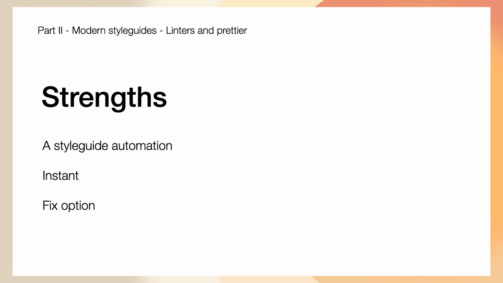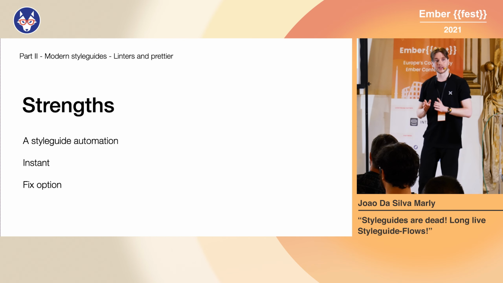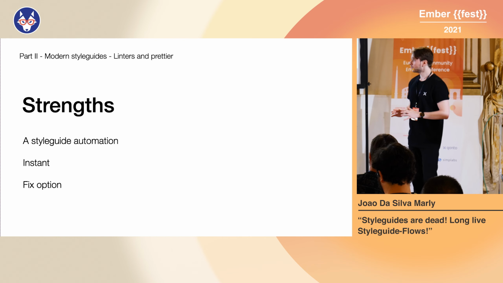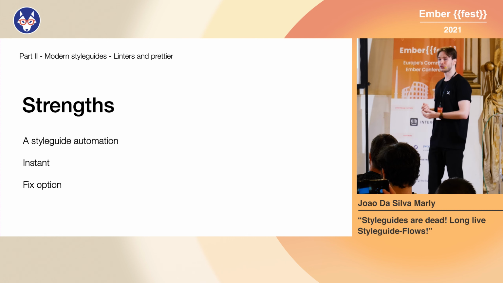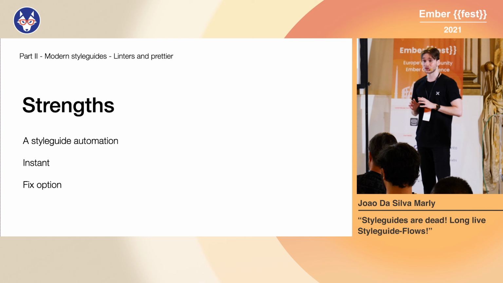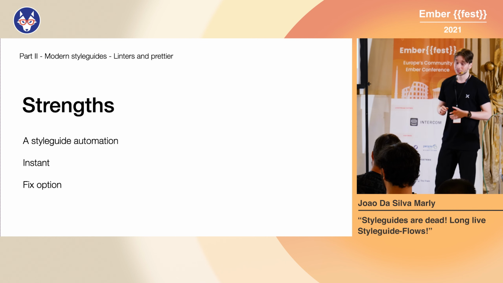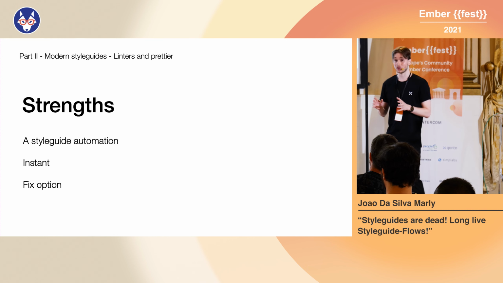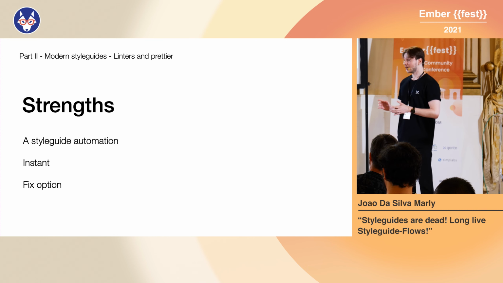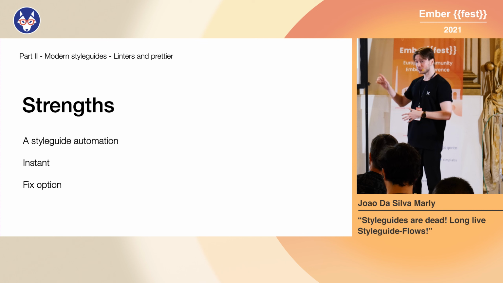So, what are the strengths of linters? Linters are literally a style guide automation. You don't have to read a single document. It's just writing your code and, oh, an error. I have to fix that. I have to use the other pattern. You can't push this code to production. It's instant, and everyone knows it. And I talked about the fix option earlier.